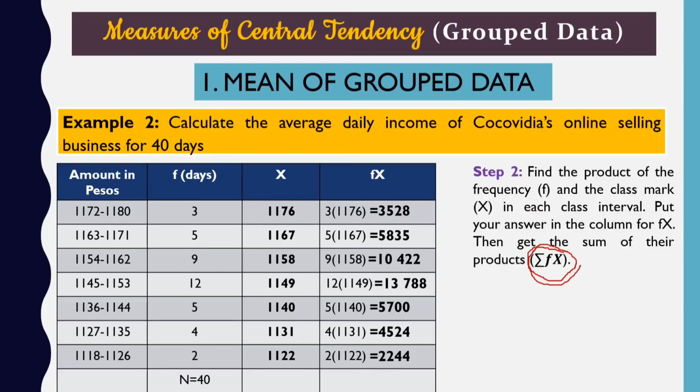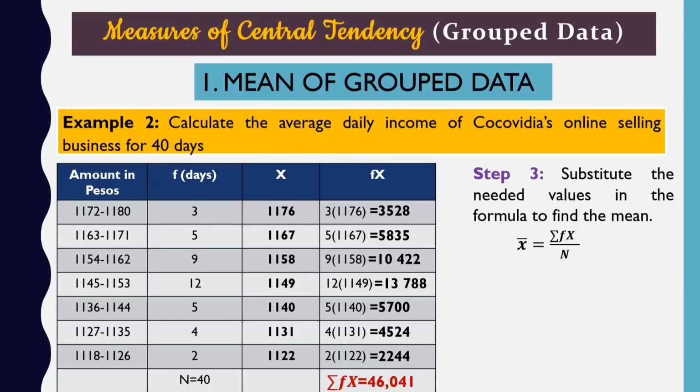After multiplying each pair, we get the sum of all the products. So 3,528 plus 5,835 plus this number until this number, the sum is 46,041. Now we have obtained the value of the sum of f times x, and the value of n is already given, which is 40.